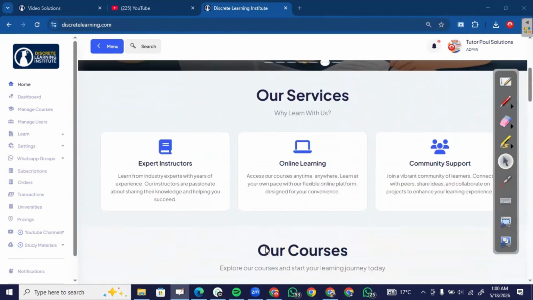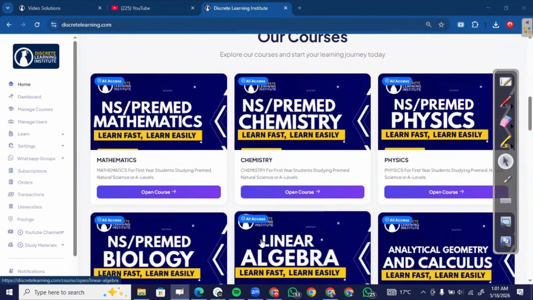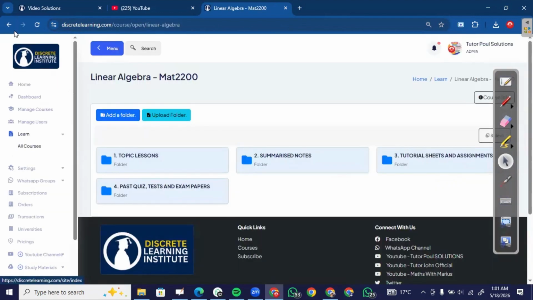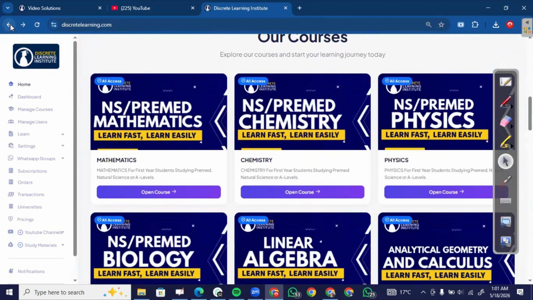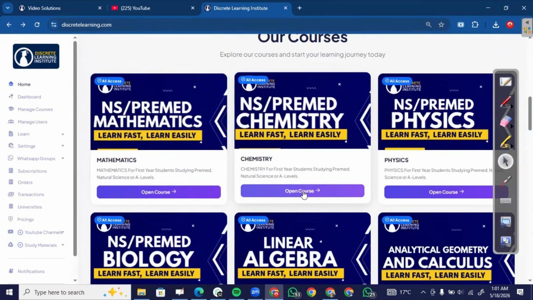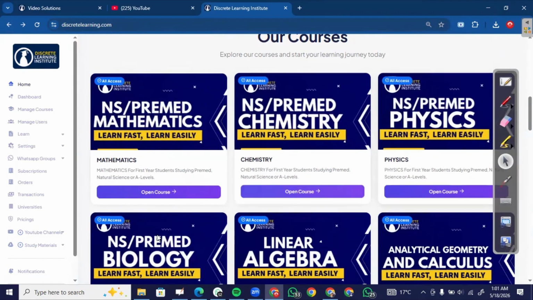When you open this website, you can see the courses that we offer here. You pick any course of your choice that you want to register for. So I clicked on some course here. For example, if you pick math, you just come and subscribe for this course, then open it and access everything. If you picked chemistry, you can open chemistry. If it's physics, if it's math, anything.